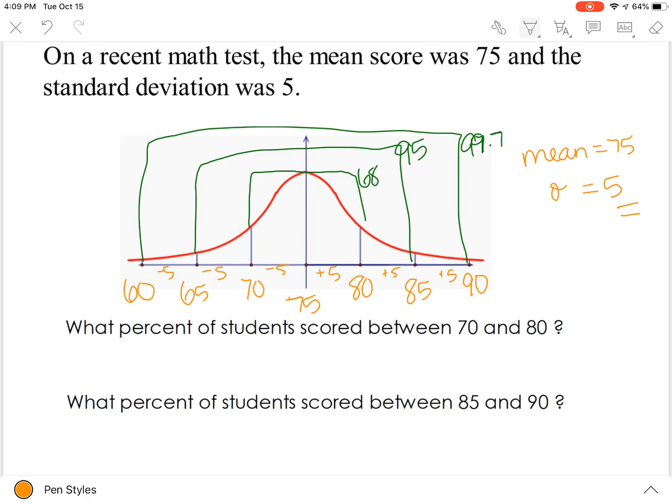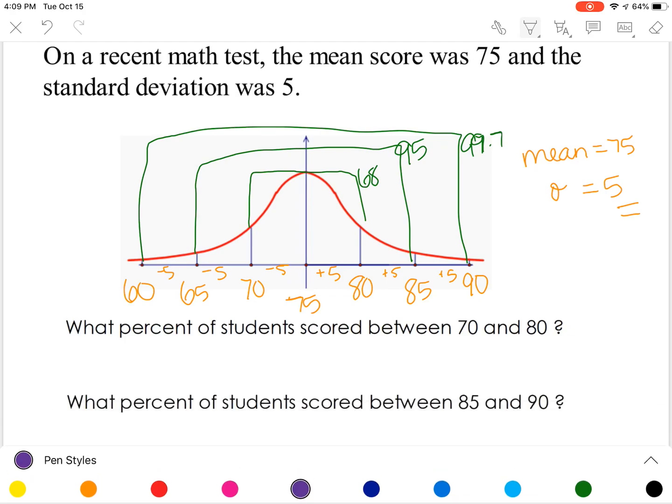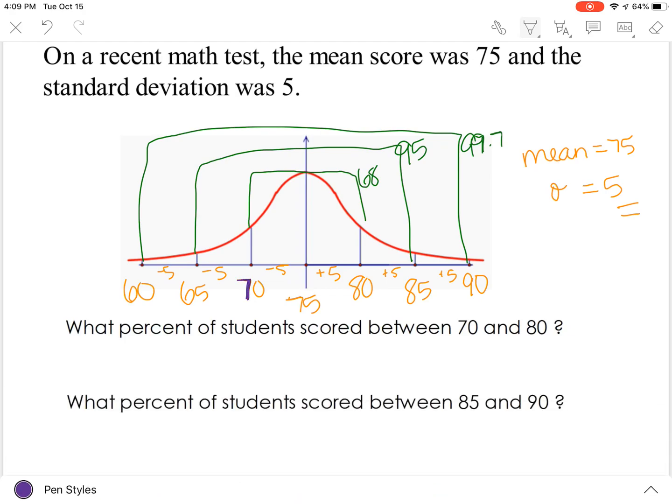What percent of students scored between 70 and 80? So here's 70, and here's 80. Looking at it, that is our interval of 68%. So we would say that 68% of students scored between 70 and 80.